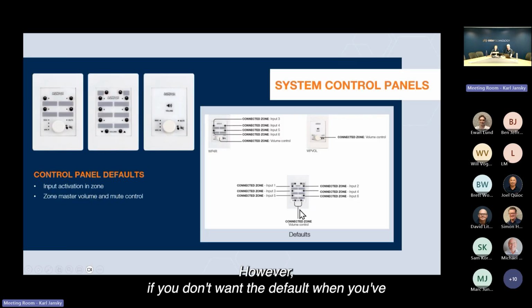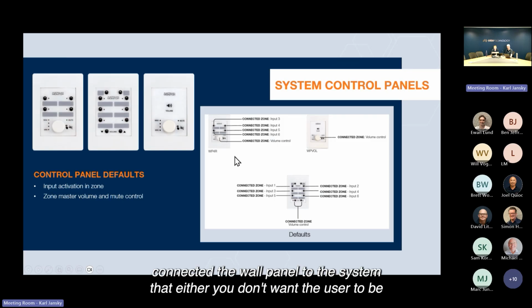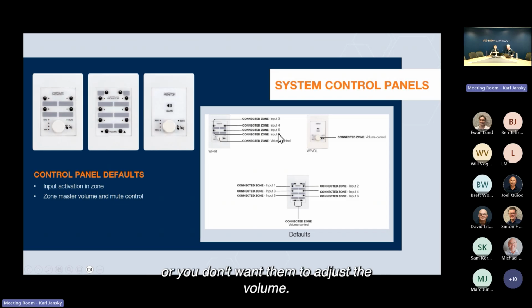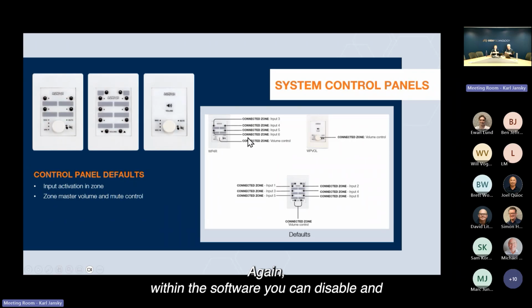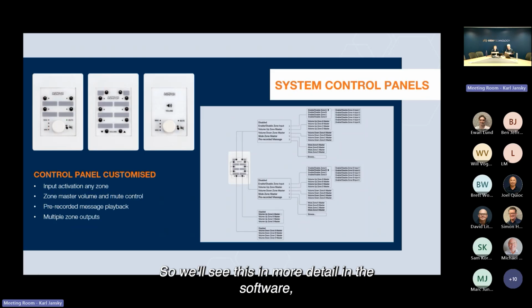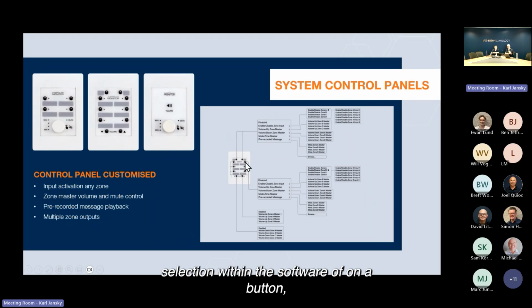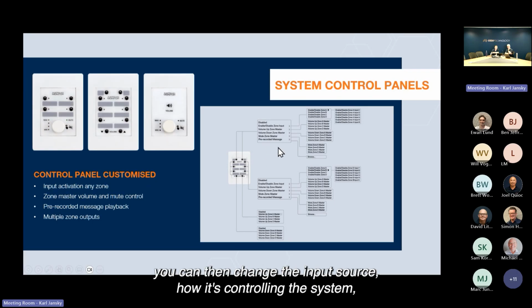However, if you don't want the default when you've connected the wall panel to the system, that either you don't want the user to be able to select some of the sources that's maybe used for other parts of the system, or you don't want them to adjust the volume, again, within the software, you can disable and change those features. So we'll see this in more detail in the software, but just to give you an idea at the moment, it has a wide selection within the software of, on a button, you can then change the input source, how it's controlling the system.